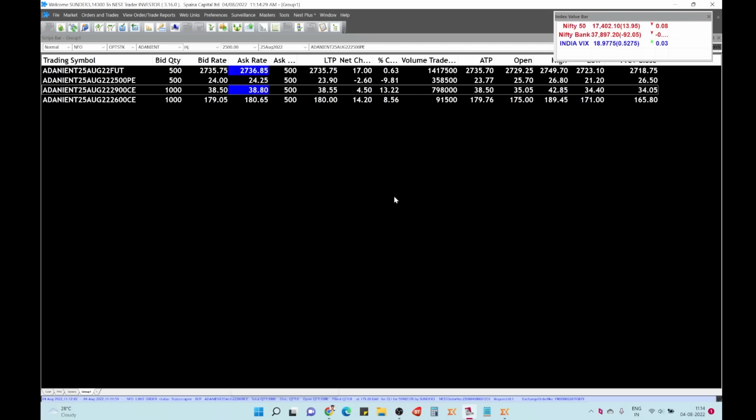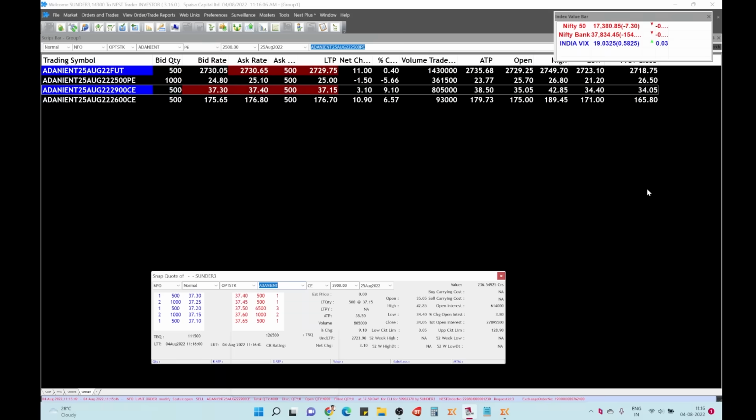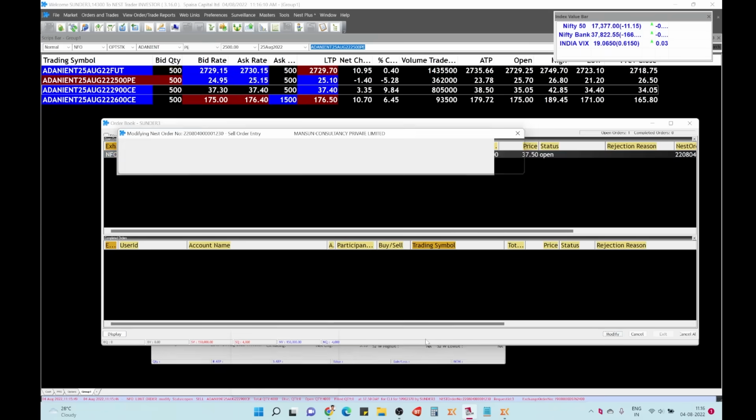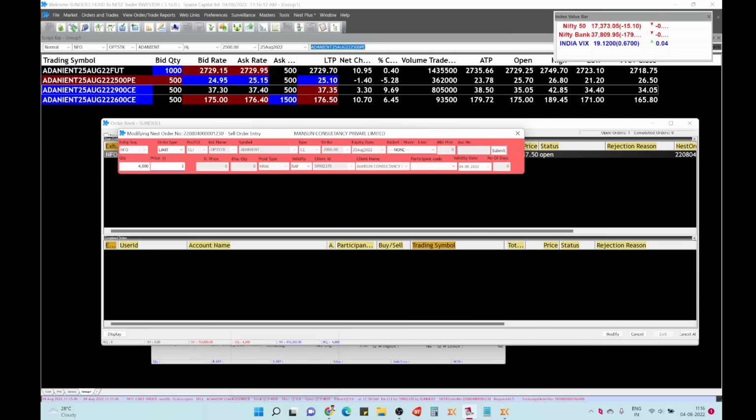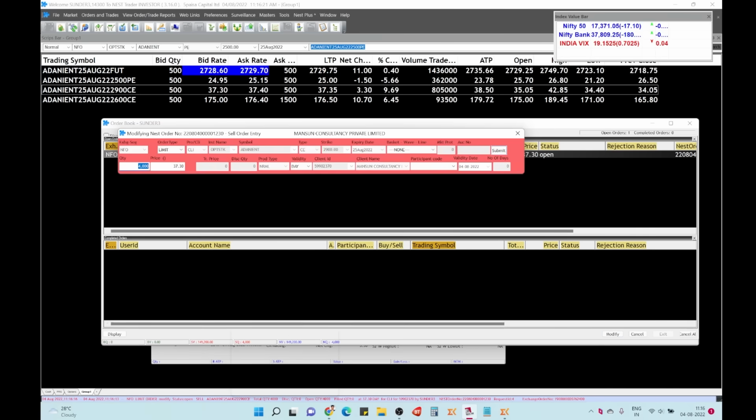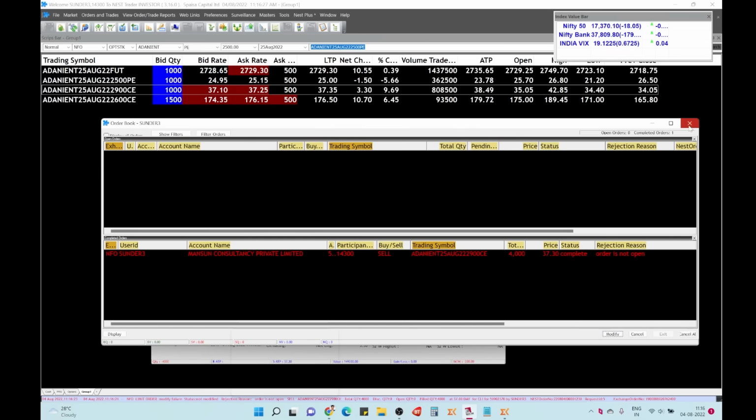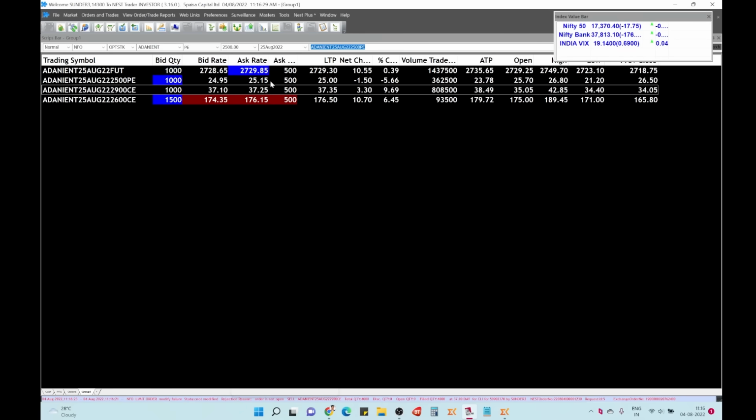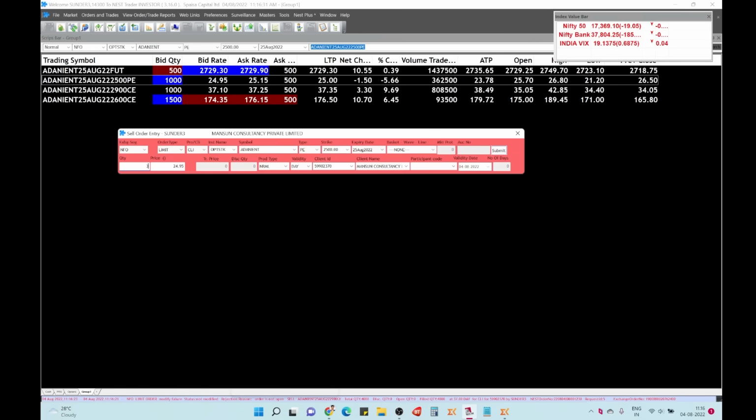Until then, let me do some other trade. Okay, there is no point in waiting, so we shall change the price to 37.30. No, they are not picking. We change to 37. 37.30 itself is completed. And then I'm going to do 3,000 quantity around 25 rupees.